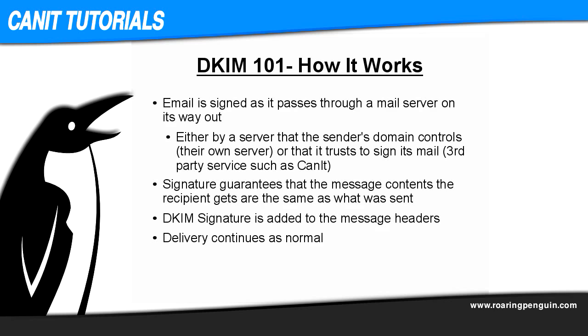The DKIM signature promises that the message contents a recipient gets are the same as what the sender sent, and as we'll see in the next slide, that it really did originate from the sender's domain and wasn't spoofed. So, this DKIM signature is added to the email as a new message header, and delivery continues as normal.